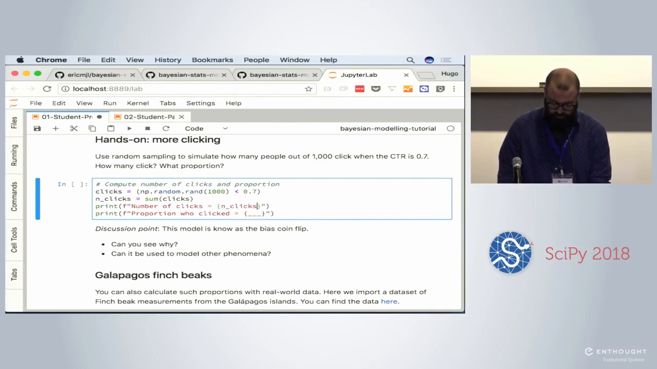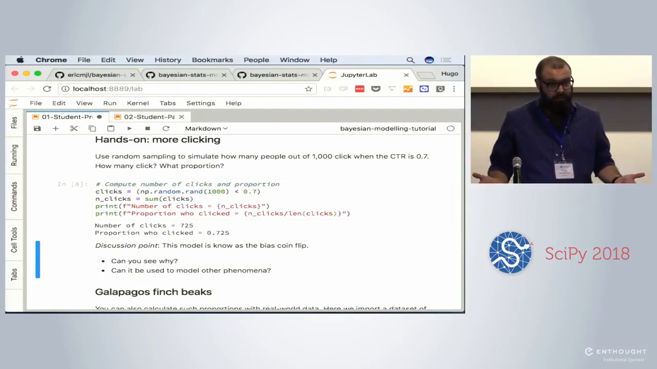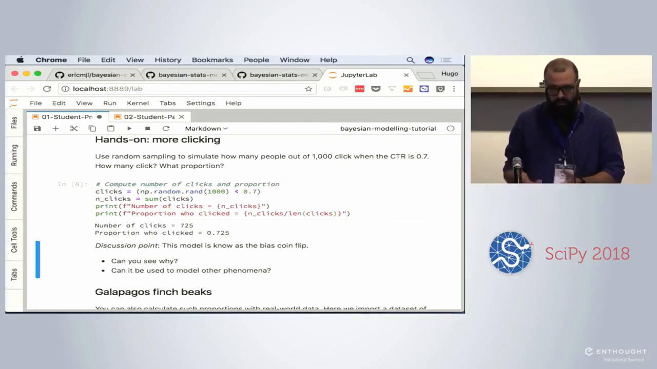Whoa. Great. And then once again, for the proportion, we want the number of clicks, but we want to divide by the total number of people. So that's the length of clicks. And we see we got 725, which is just above 0.7. Great. The proportion who clicked was 72.5% of people. So that's our estimate of the click-through rate, which we can see isn't 70, right? It's 2.5% more. So maybe that's not close enough for us.